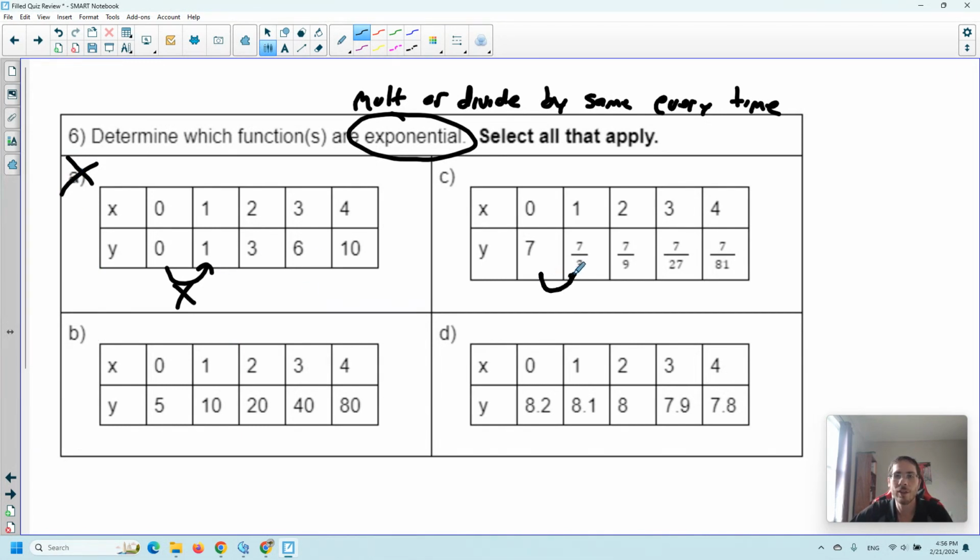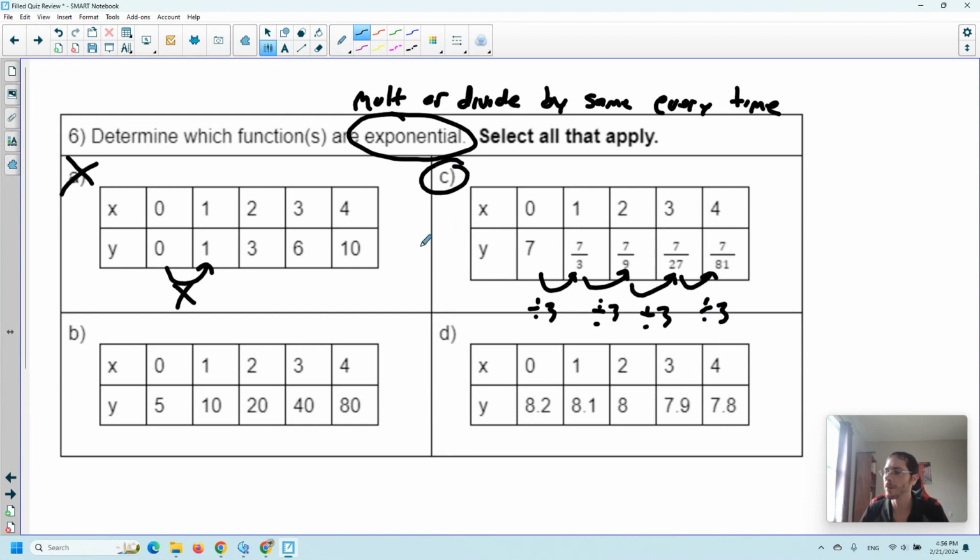To get from 7 to 7 over 3, we can divide by 3. So first step actually worked. So then for the next one, to get to 7 over 9, we divide by 3 again. To get to 7 over 27, we divide by 3 again. And to get to 7 over 81, we're going to divide by 3 again. So that all works out. So I'm going to pick C. I guess I did them in a backwards order, but that's all right.